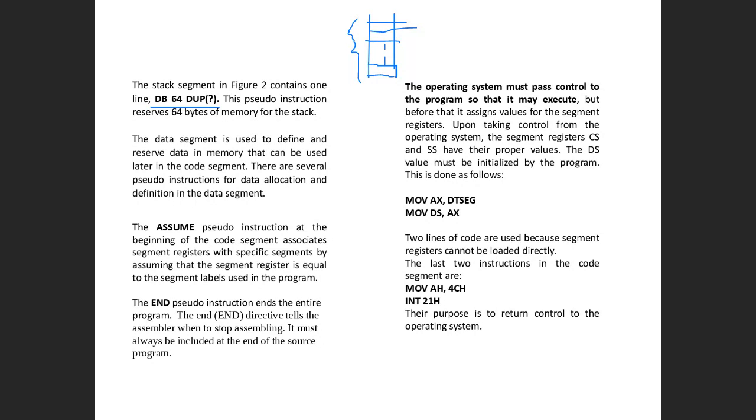So look at this pseudo instruction. It reserves 64 memory locations, or 64 bytes of memory, for a stack, because we used it in the stack segment. So .stack, and then if we write DB 64 DUP question mark, it means the memory locations are kept empty. Question mark is for empty. Is it okay? Do you understand this one?